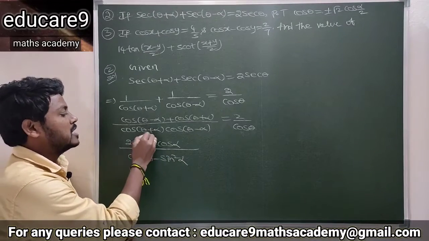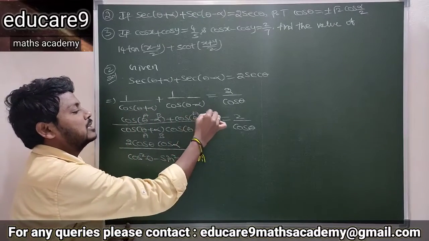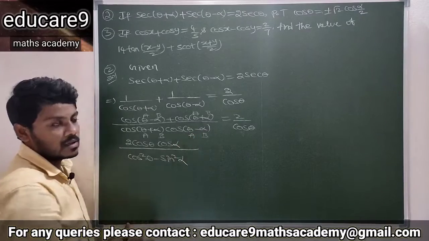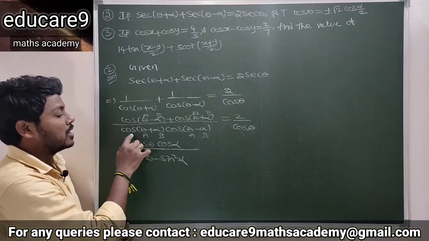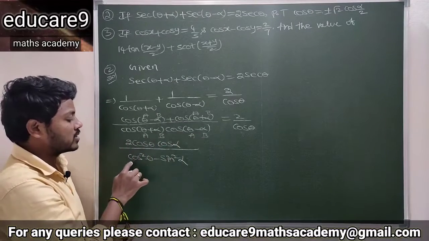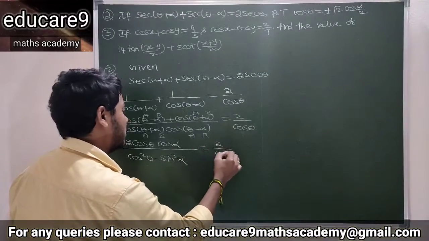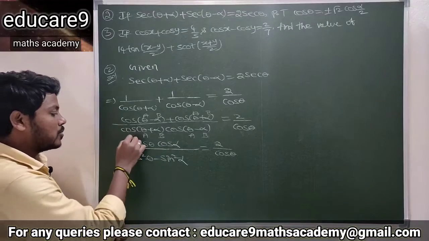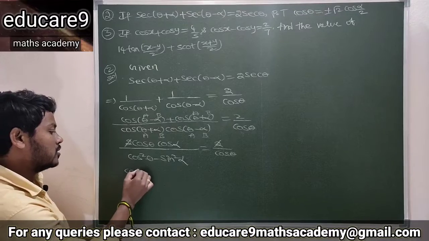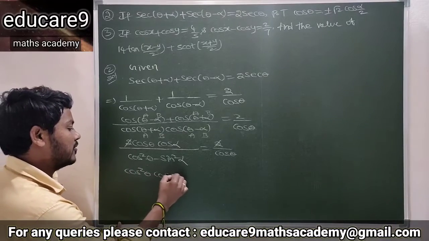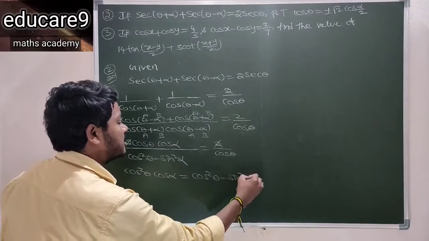Okay. So this is a and this is b. So here also this is a, this is b, and this is a, this is b. Here also this is a, this is b. So cos(a+b) plus cos(a-b) is 2 cos a cos b. Cos(a+b) into cos(a-b) is cos square a minus sin square b. So this is equal to 2 by cos theta. So both sides 2 get cancelled. Now cross multiplication: cos square theta cos alpha is equal to cos square theta minus sin square alpha.